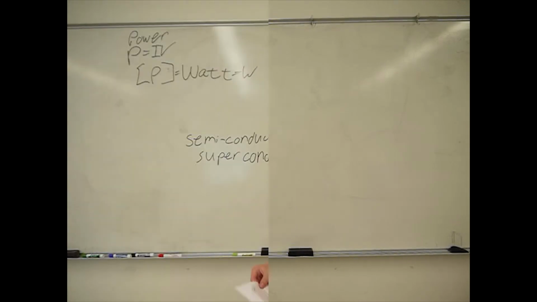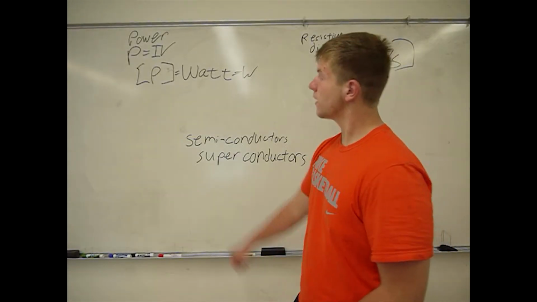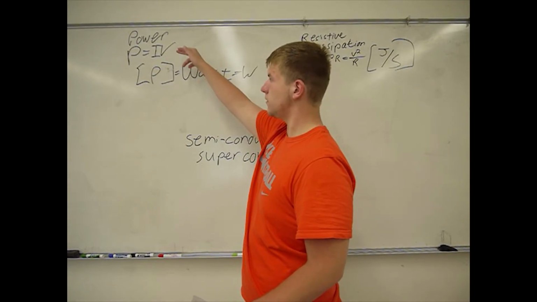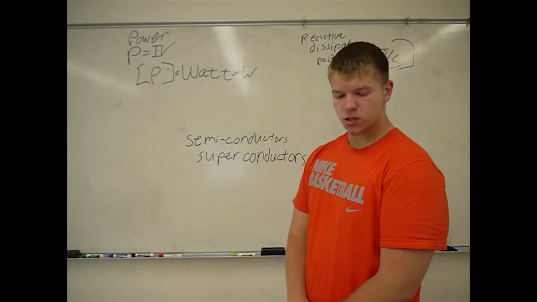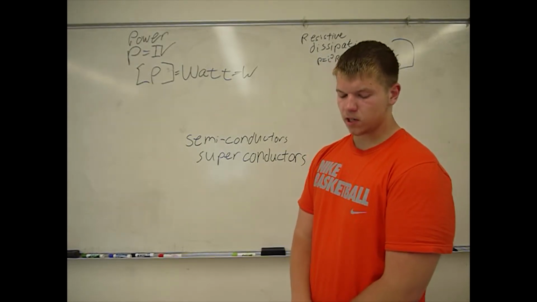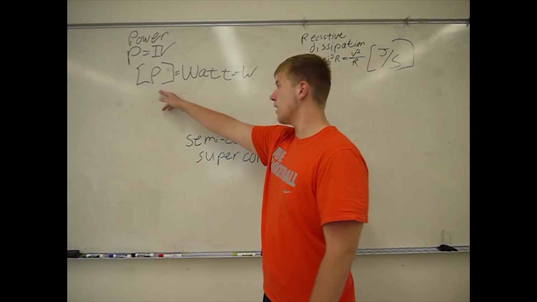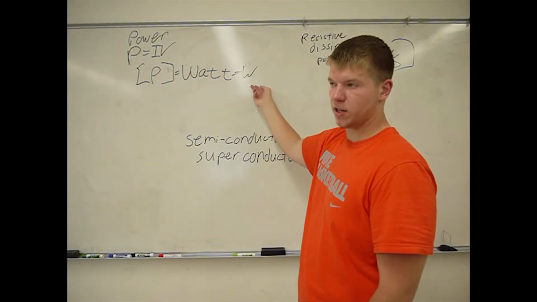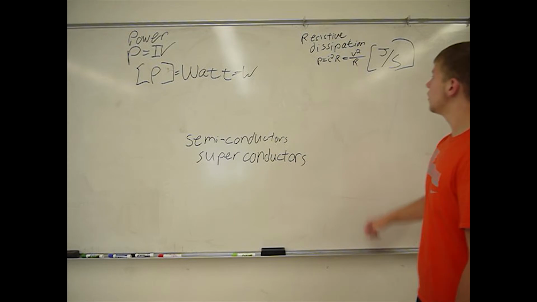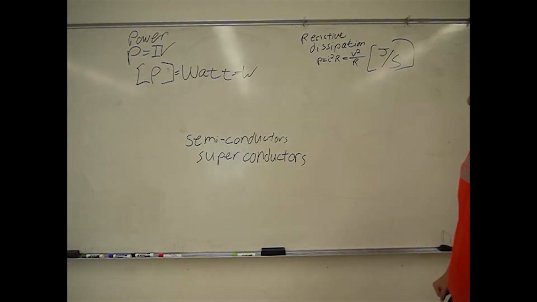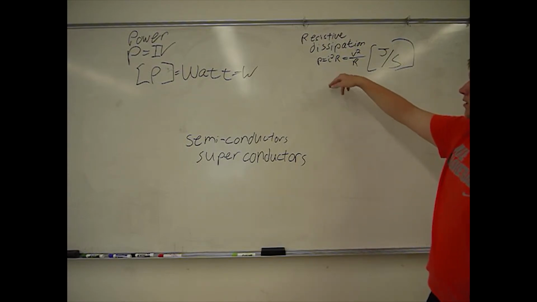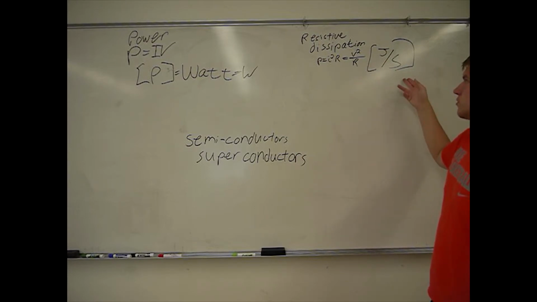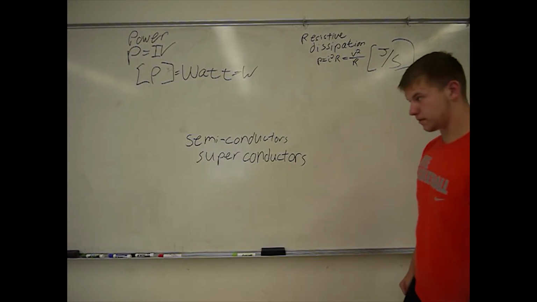Now we're going to talk about power really quickly. Power equals current times the voltage difference, or the potential difference. That particular equation is used when you're talking about electrical energy transfers. Power is measured in watts. The symbol for watt is just a W. From there, we also have resistive dissipation. The equations for that are P equal to I squared R or V squared over R. Those are measured in joules per second, which are also the watts.